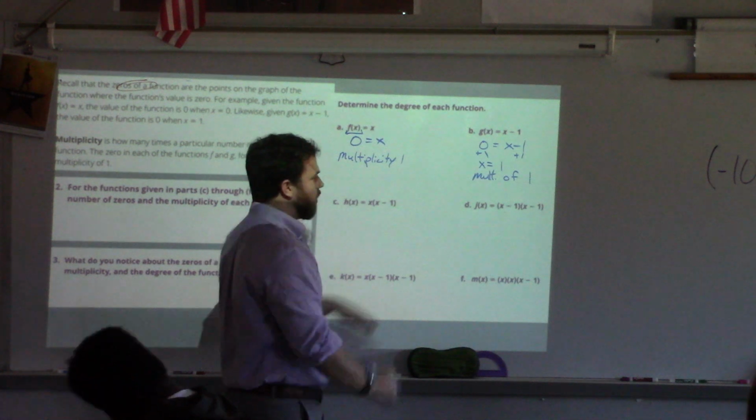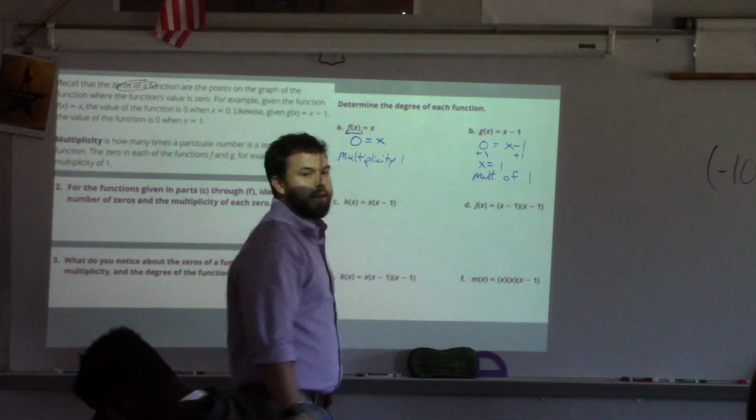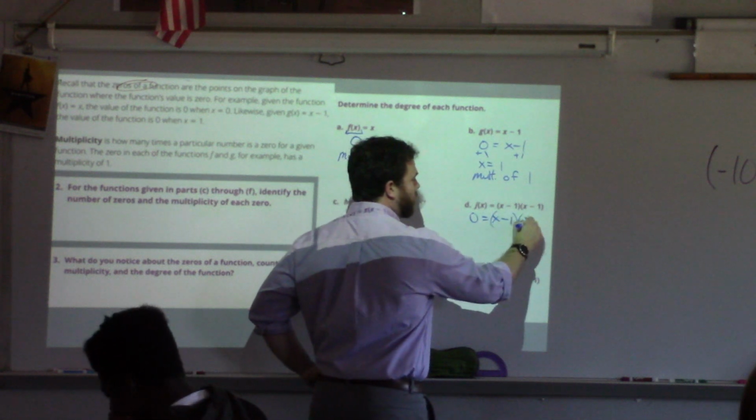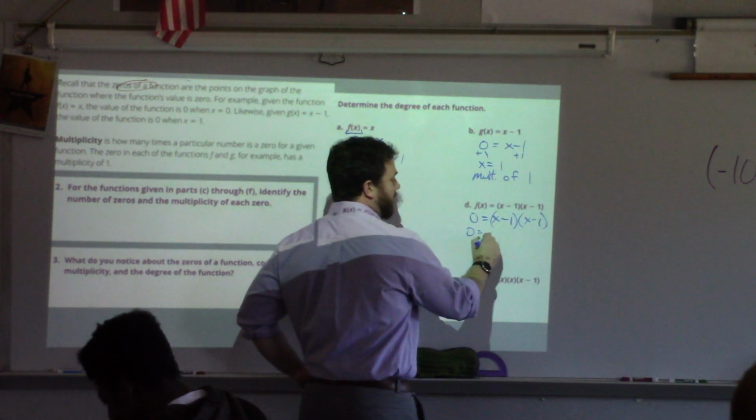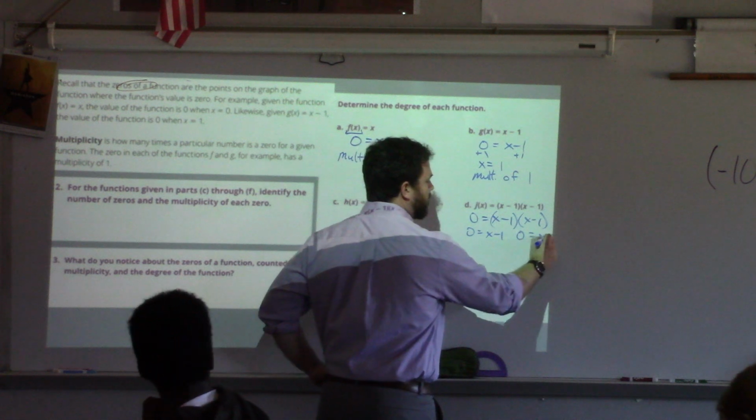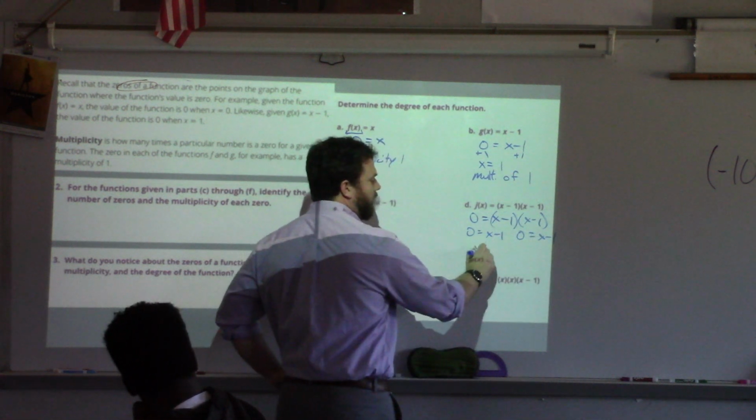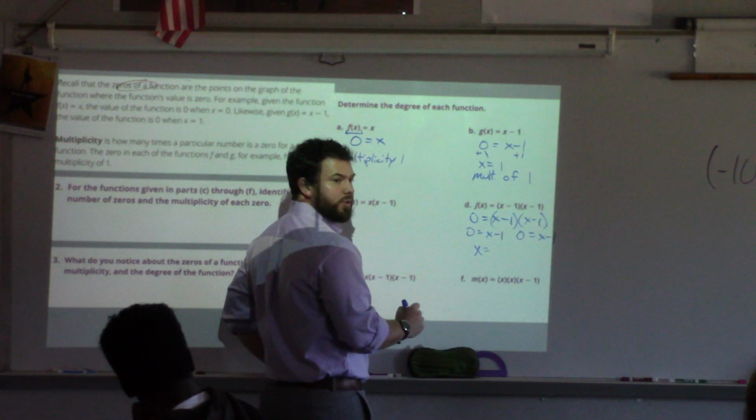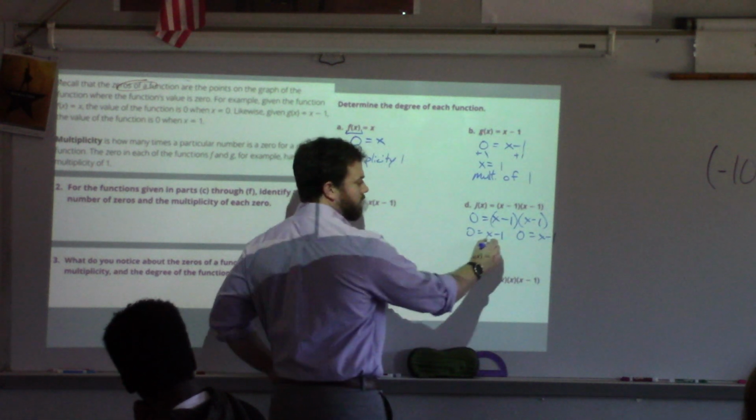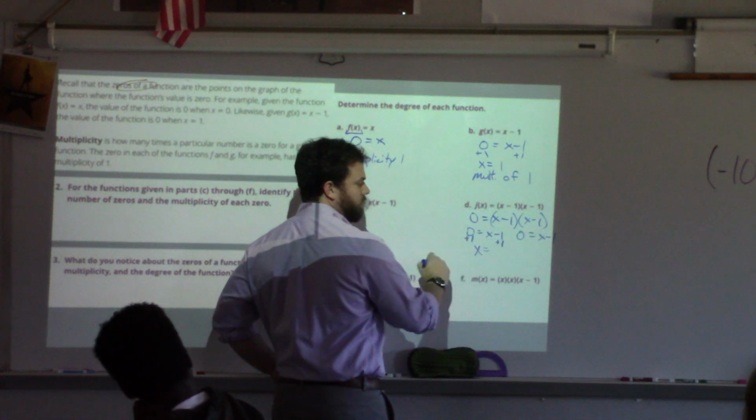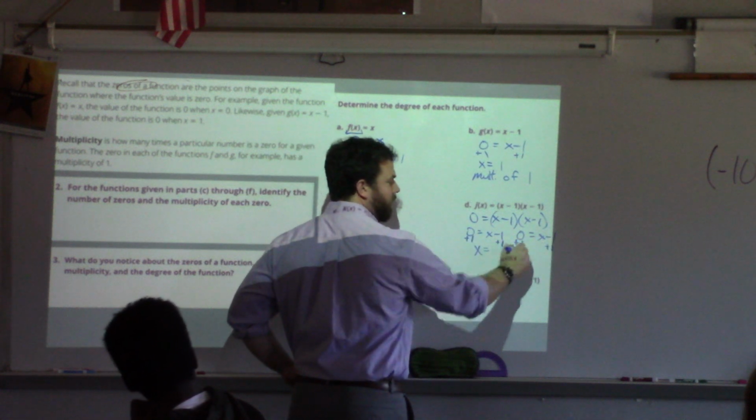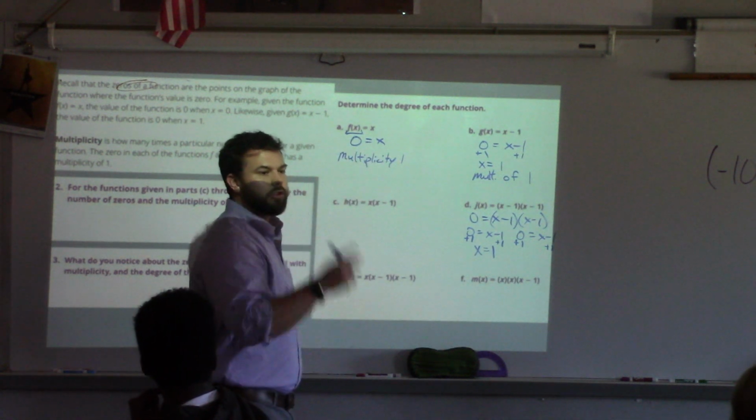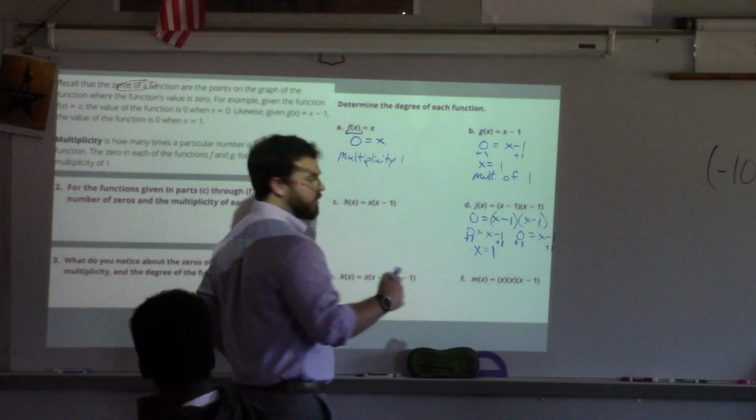What we ended yesterday on was D, right? Notice this would be 0 is equal to x minus 1 times x minus 1. So technically 0 is equal to x minus 1 and 0 is equal to x minus 1, but that means x is equal to what? 1. X is equal to 1, don't make it more difficult than that. But how many times is x equal to 1? 2, so it would be a multiplicity of 2.